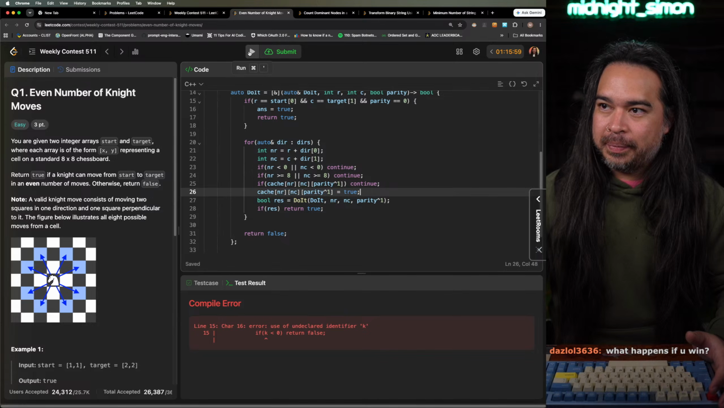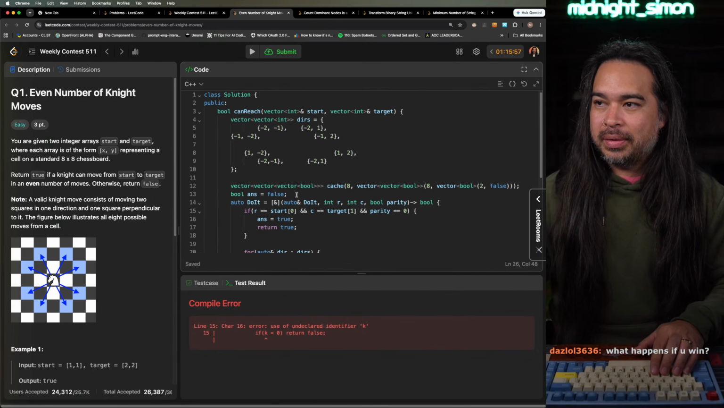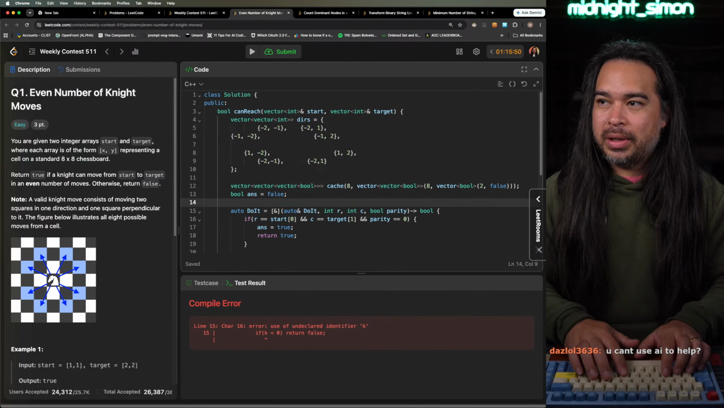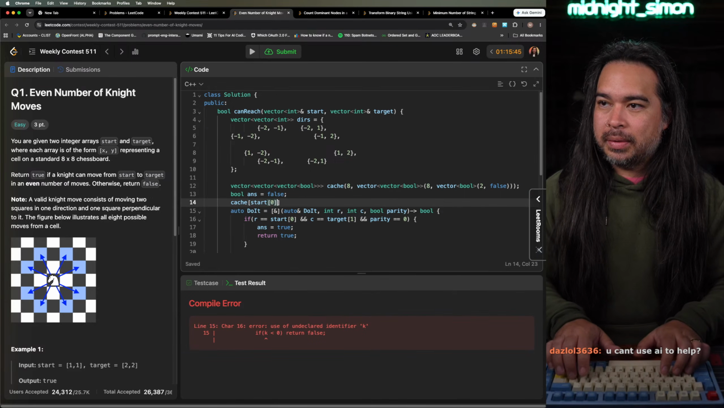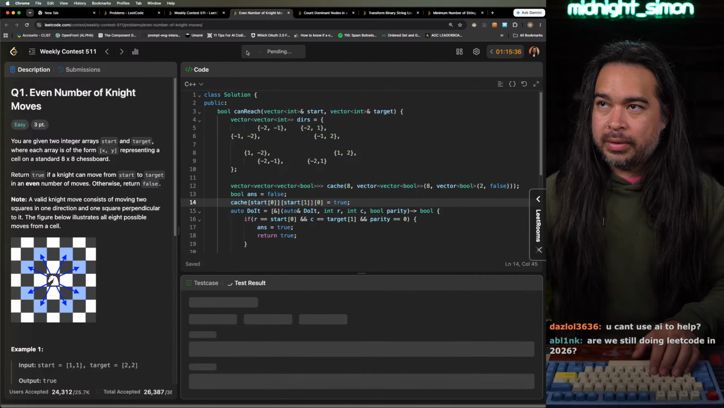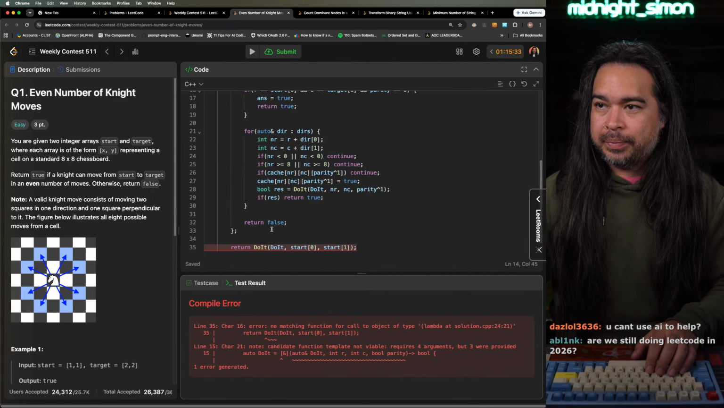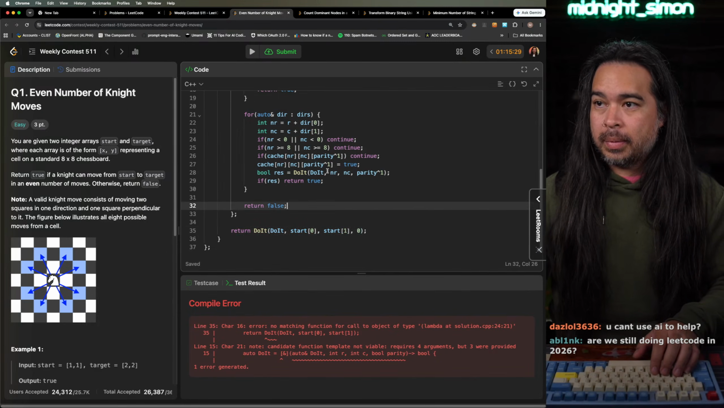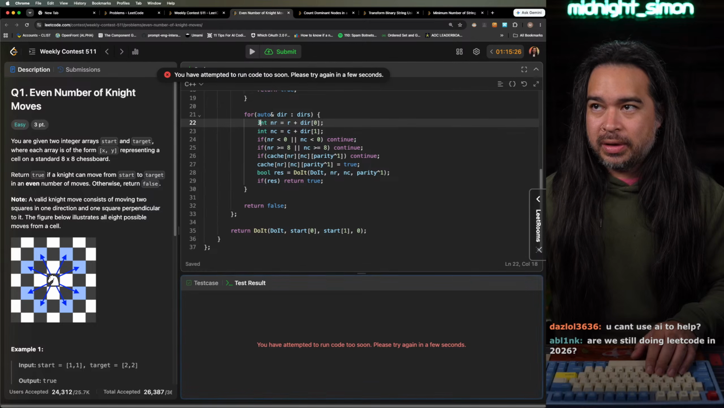All right. I should mark the first starting thing as seen, probably. With 0 parity. I don't want to redo that, right? I don't know if my parity is good there, but we'll see.